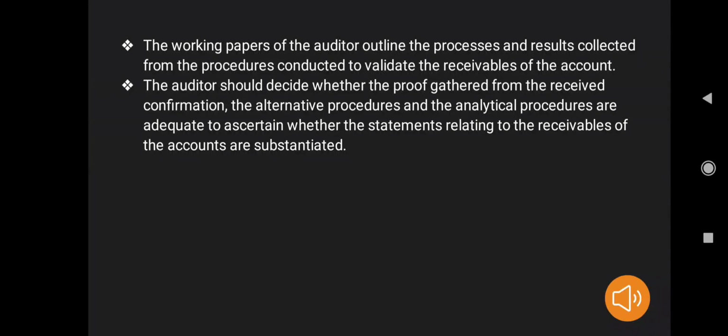The working papers of the auditor should outline the process and results collected from the procedures conducted to validate the receivables of the account. The auditor should decide whether the proof gathered from the received confirmations, the alternative procedures, and the analytical procedures is adequate to ascertain whether the statements relating to the receivables of the accounts are substantiated.